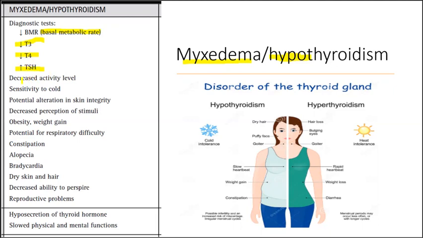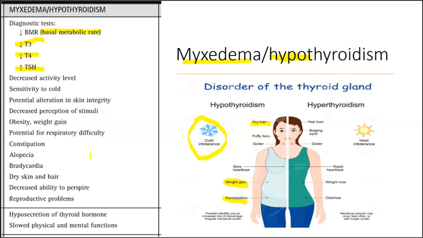Like we said, there's decreased activity level. And again, the client is sensitive to cold. Is not able to tolerate cold, if you put it that way. There's also potential alteration in skin integrity. There's decreased perception of stimuli. You can see weight gain or obesity. There's also potential for respiratory difficulty. There's constipation. There's alopecia or dry hair.